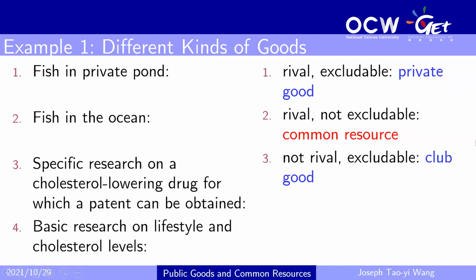But because there's a patent, I can exclude people who don't buy from me from using this drug. So it's not rival, but excludable. So it's a club good.